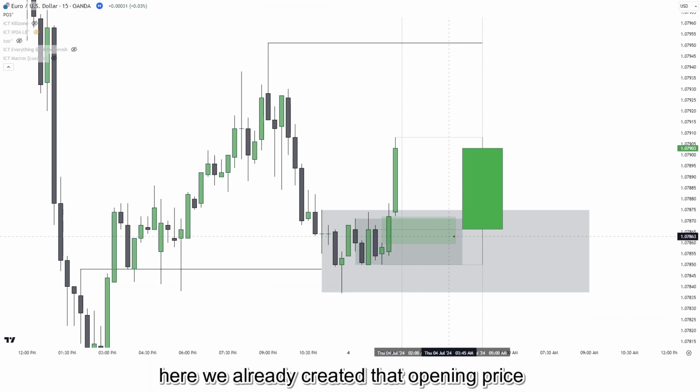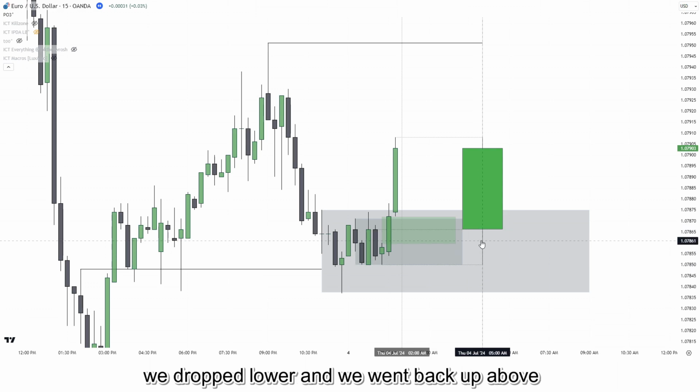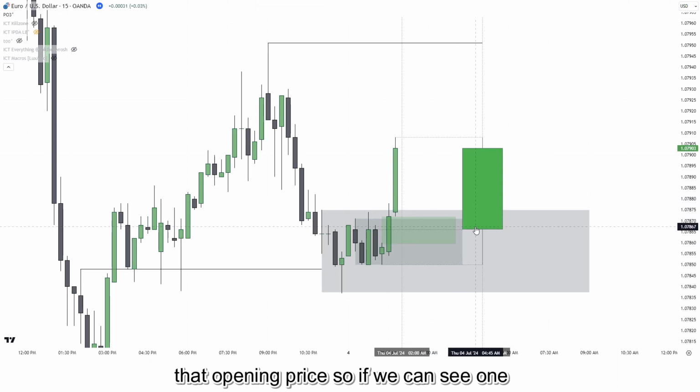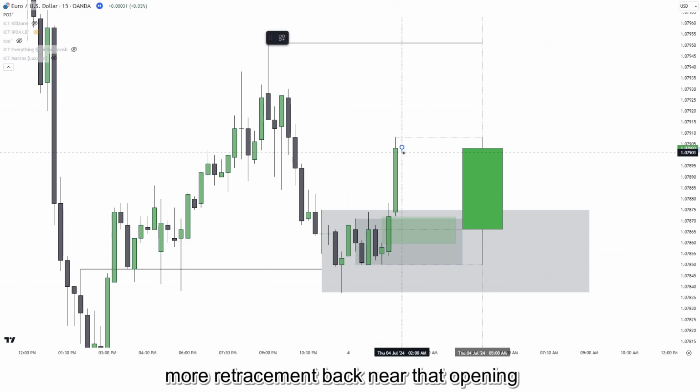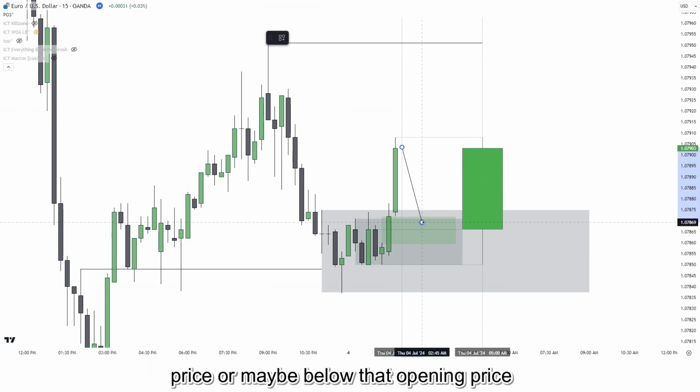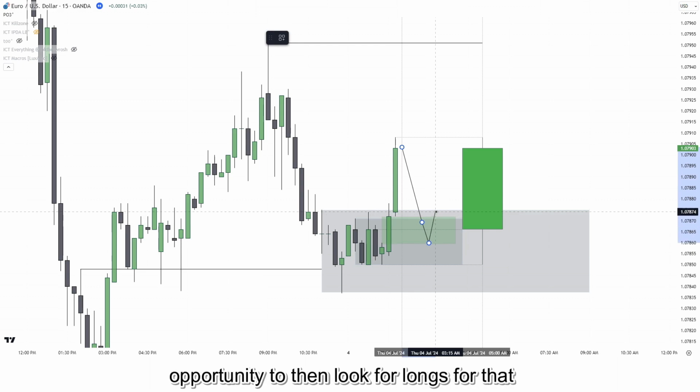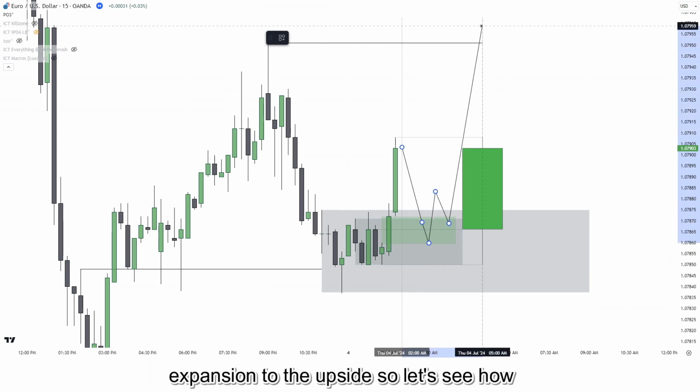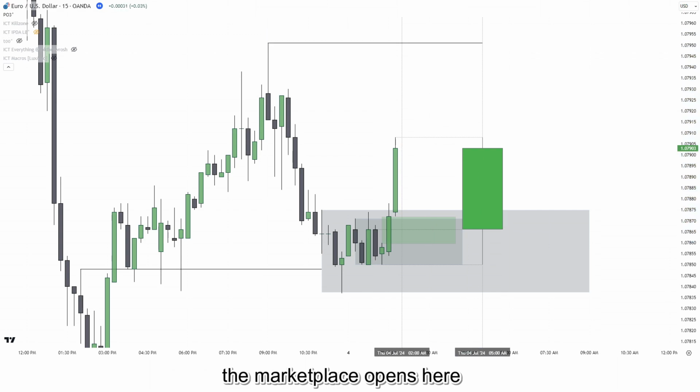So as we can see here, we already created that opening price, we dropped lower, and we went back up above that opening price. So if we can see one more retracement back near that opening price, or maybe below that opening price, then that's going to be the best opportunity to then look for longs for that expansion to the upside. So let's see how the marketplace opens here.